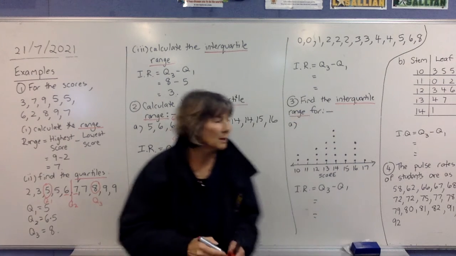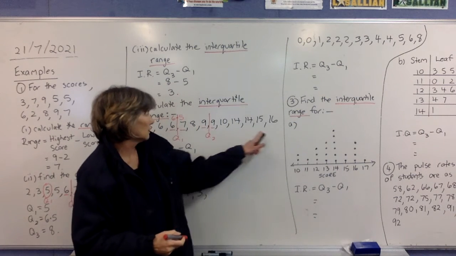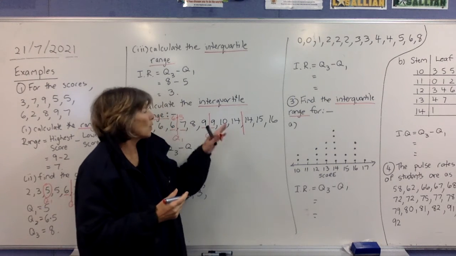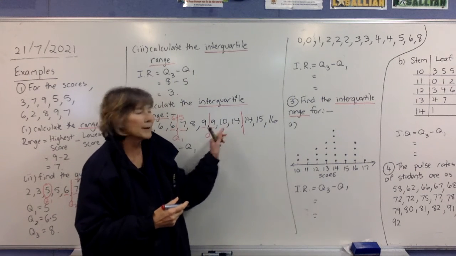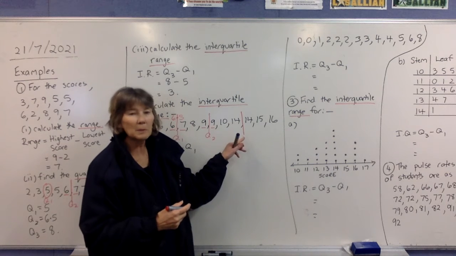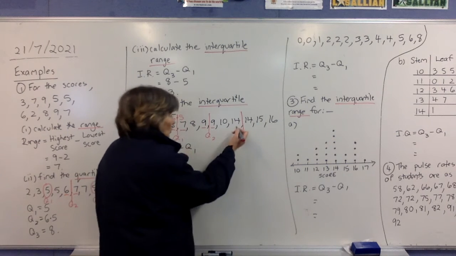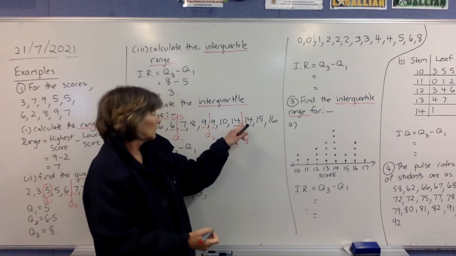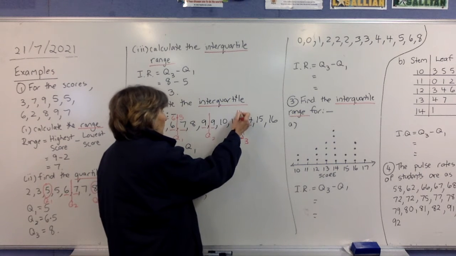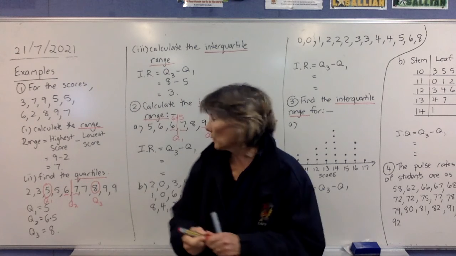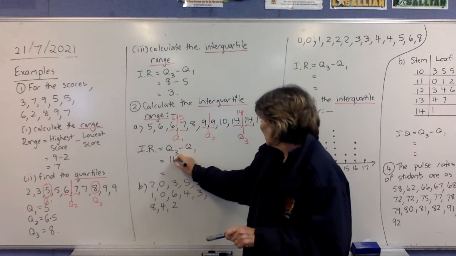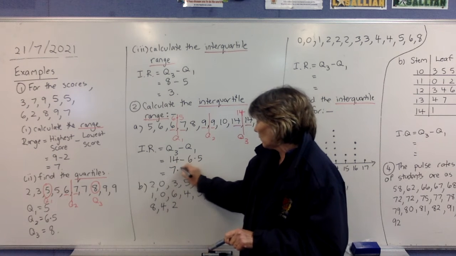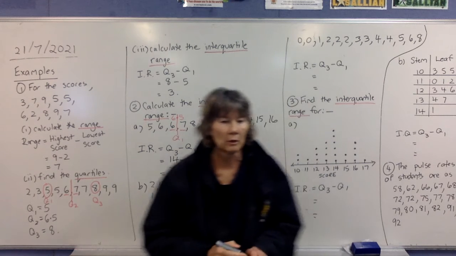All right, looking at the other half of the scores, looking at these 6, here's where your middle is going to be. So sometimes it'll be right on a score if you've got an odd number of scores, or if there's an even number like we've got here, you'll be between 2 scores. So our Q3, our upper quartile will be here. The middle of 14 and 14 will just be 14. So we're doing 14, take away 6.5, and that gives us 7.5 for our interquartile range.